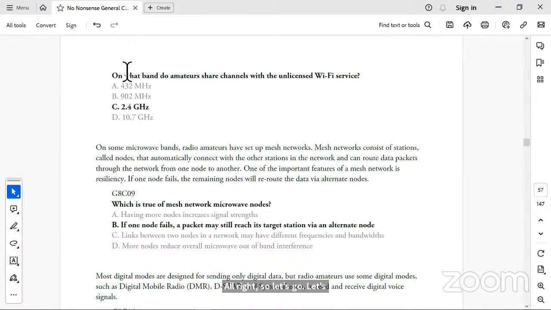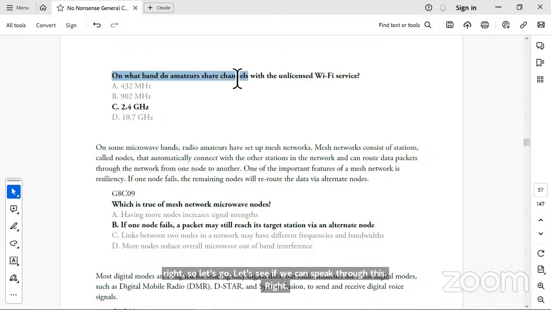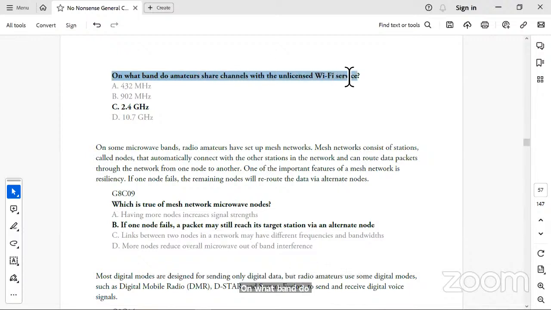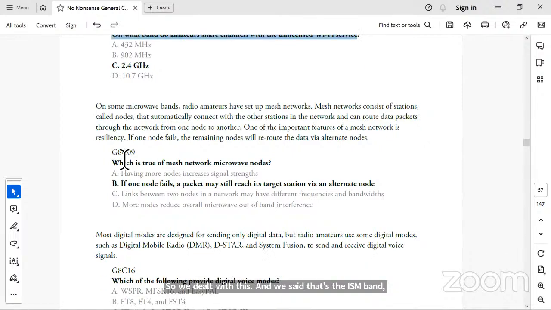All right. On what band do amateurs share channels with the unlicensed Wi-Fi service? So we dealt with this and we said that's the ISM band, Wi-Fi band, 2.4 gigahertz.